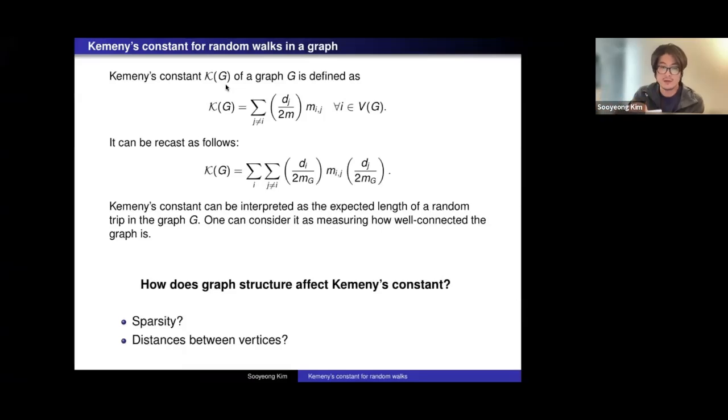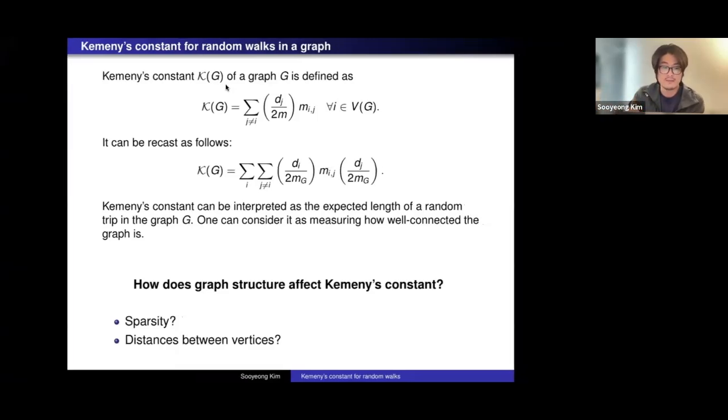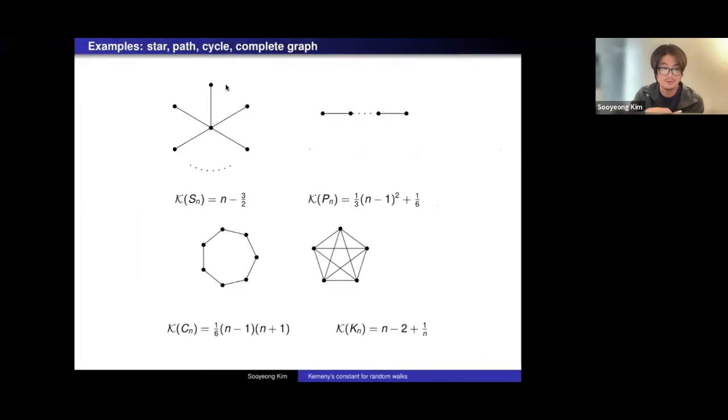So this is what I'm gonna do today. And for that, let me introduce some ingredients. Before that, let me introduce some examples. Let's consider these families: star, path, cycle, complete graph. Then star, as you see here, n minus 3/2. We are gonna go over how to find those things.